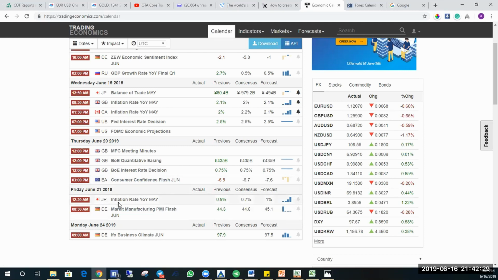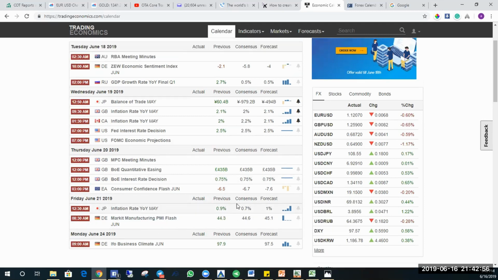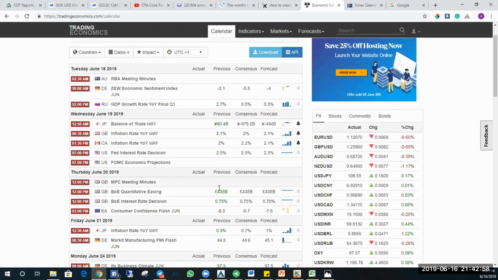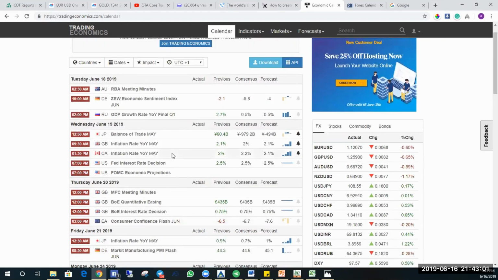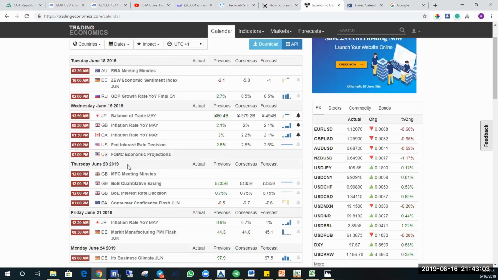On Friday, inflation rate year on year for May for Japan is expected to edge up slightly from 0.9% to 1%. We'll be looking at that. But the general consensus is that it is expected to drop to about 0.7%. The German manufacturing PMI results are also expected to improve on Friday. So it's going to be quite a busy week, with a lot of high impact news throughout the week. We could expect a very volatile week.